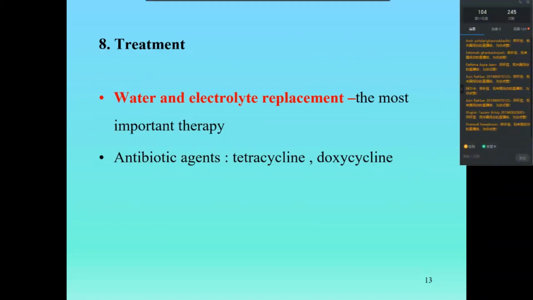Meanwhile, we can also give the patient antibiotics to help kill the bacteria, including tetracycline and doxycycline. Those are the first-line antibiotics people can use. And keep in mind that the most important procedure is to give your patient supporting treatment: give them enough water and electrolytes.